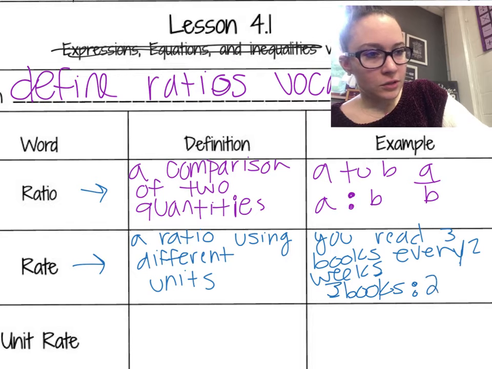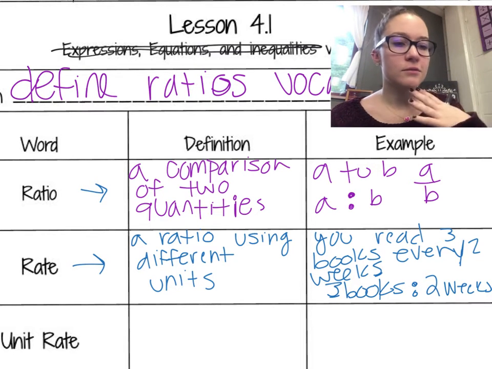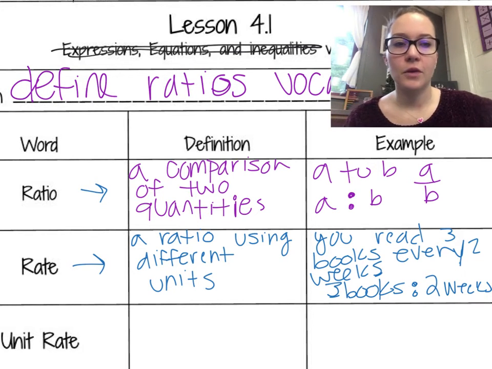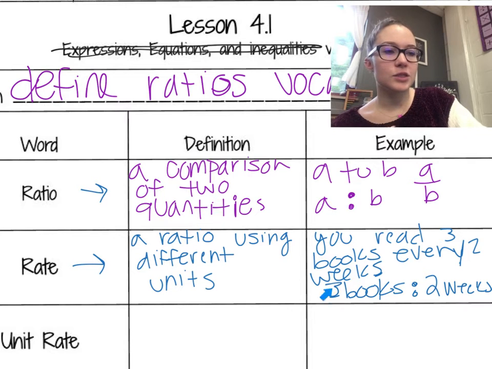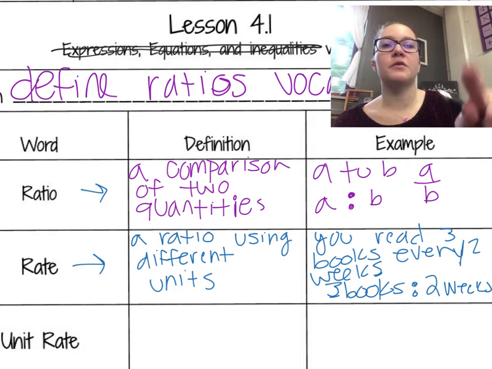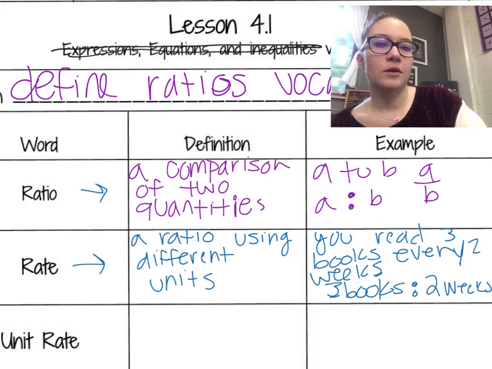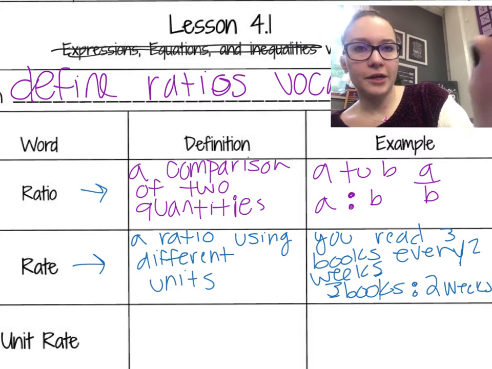2 weeks. Okay? So, the ratio is 3-to-2, but the rate is 3 books for every 2 weeks. So there's kind of like a timeline, a comparison going forward. Okay? So that's a rate.